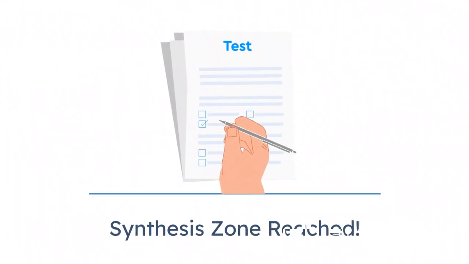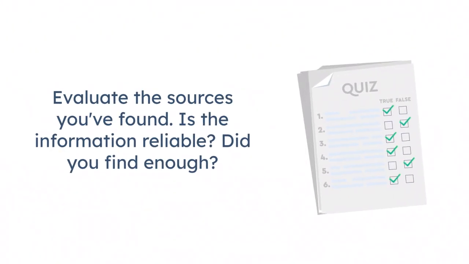Finally, we arrive at the synthesis zone. Here, you'll learn to evaluate whether the information you found is relevant to your specific research question. If you don't have enough, you'll learn to synthesize multiple pieces of information.